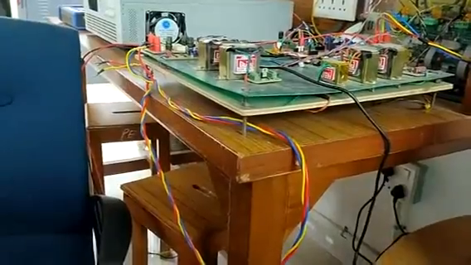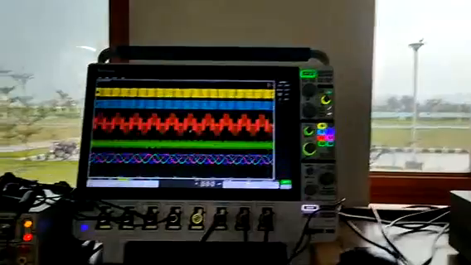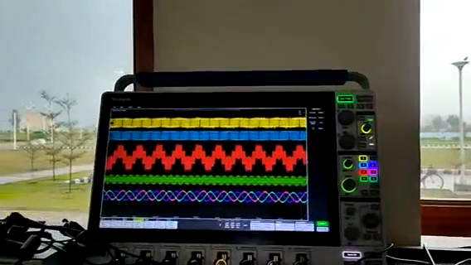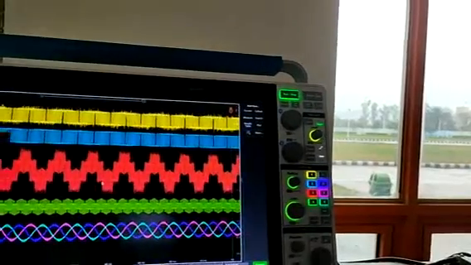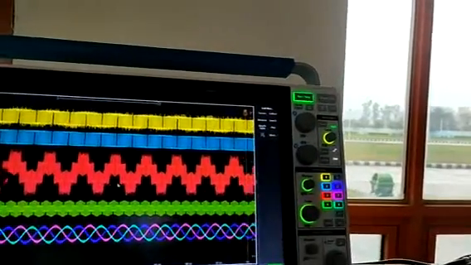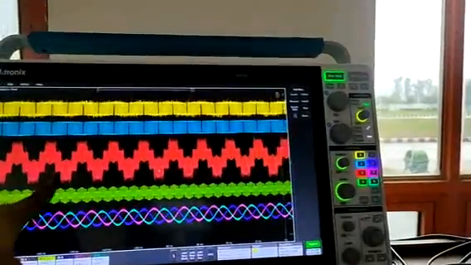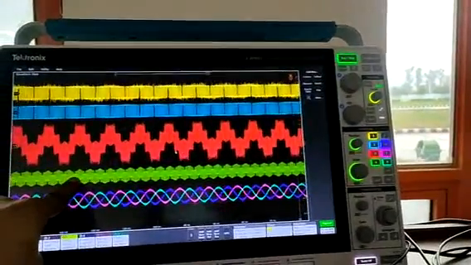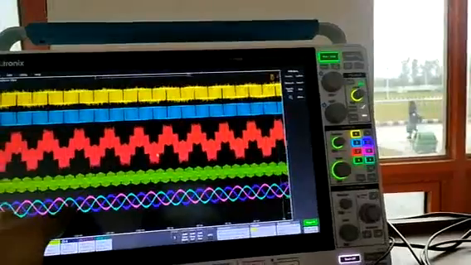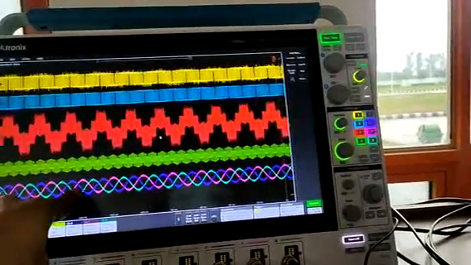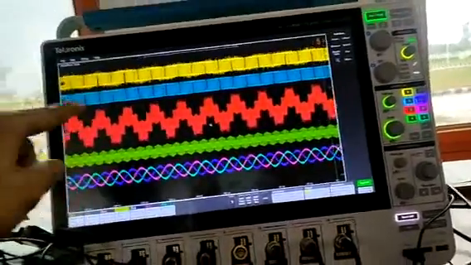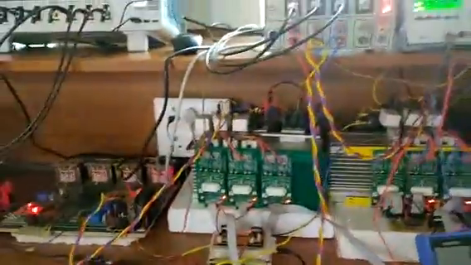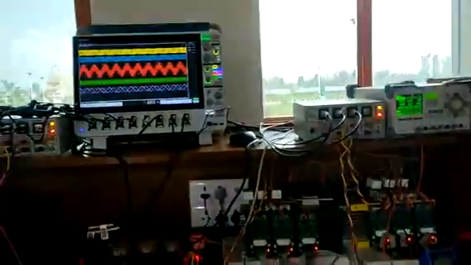Now I am going to give the ID reference. Now I am initiating the controller, and you can see on the screen, the first one is the pole voltage of inverter 1, this is the pole voltage of inverter 2, this is the phase voltage across the R phase winding, and this is the common mode voltage appearing between the midpoints of the capacitors, and this is the load current being pumped to the load. This is the complete operation happening right now.